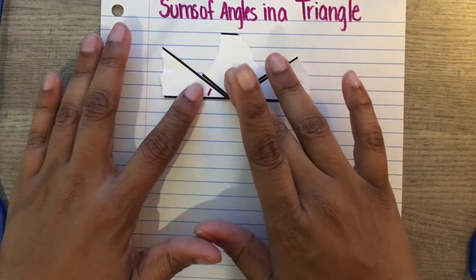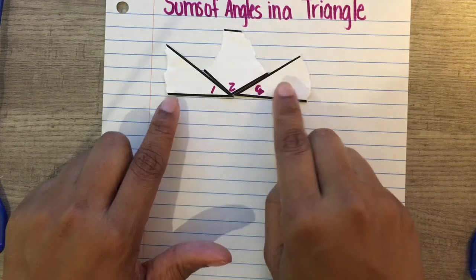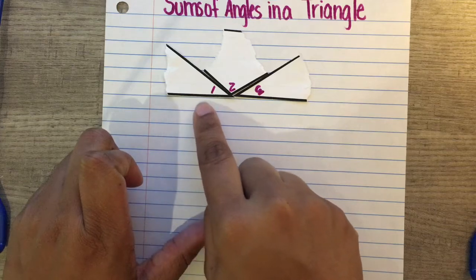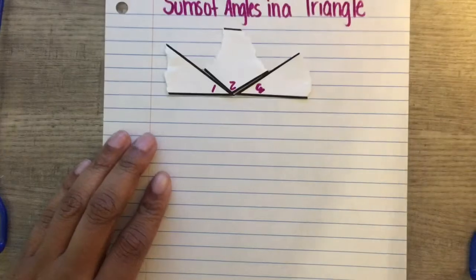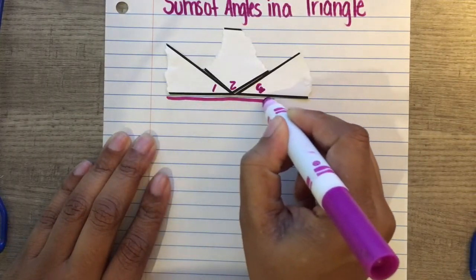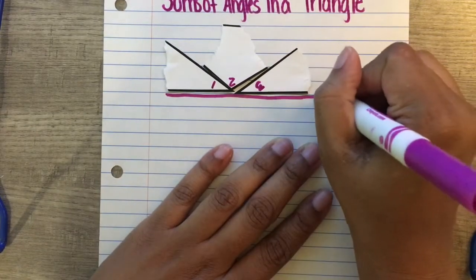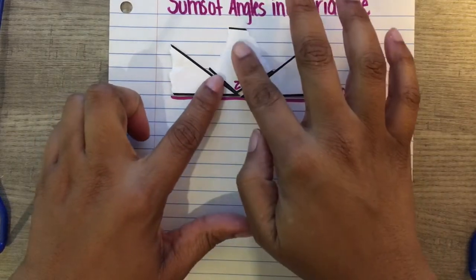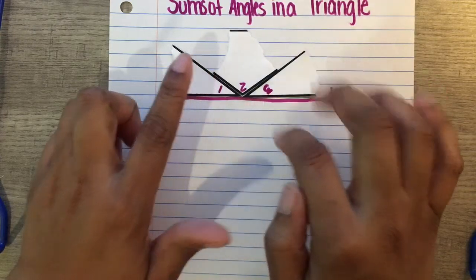All right, so when I put them all together like this, I want you to see what happens. So if you notice down here, this ends up being a straight line. And I'm going to trace underneath it, just like this. So you should know that a straight line has 180 degrees. Well, when I put my triangle that I've torn apart down, it creates a straight angle.